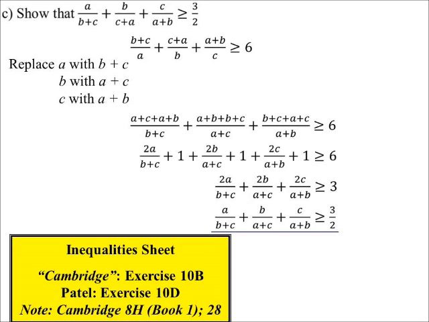All right, now in the handouts, there's an inequality sheet in there, which if I remember correctly has solutions with it as well, which makes it quite good. Obviously there's our Cambridge Patel exercise 10D. Way back in our Extension 1 book, Cambridge 8H, but just question 28.